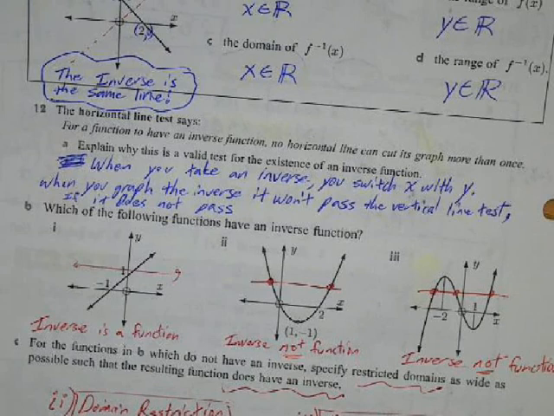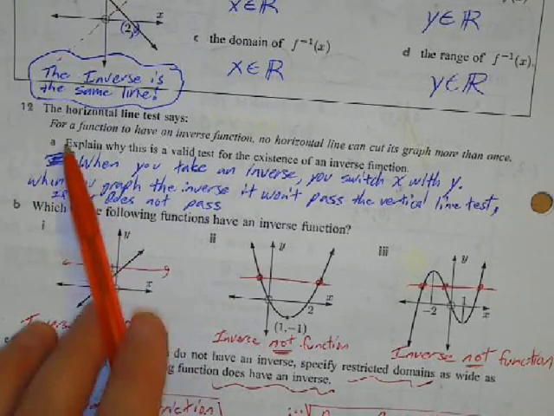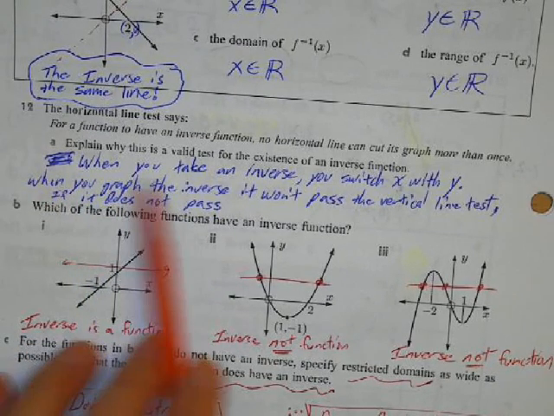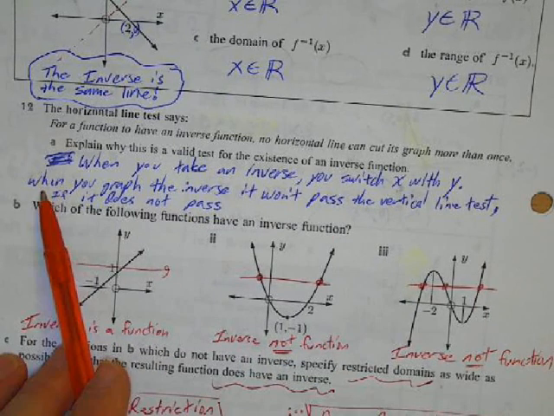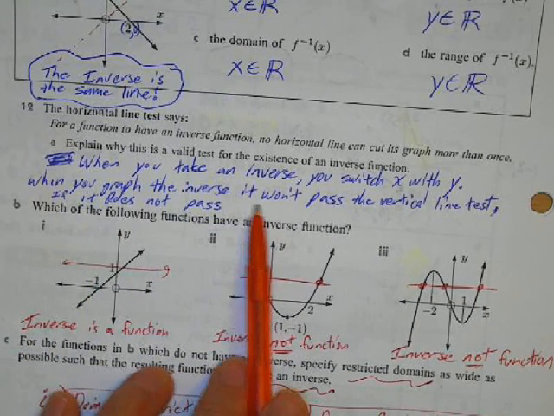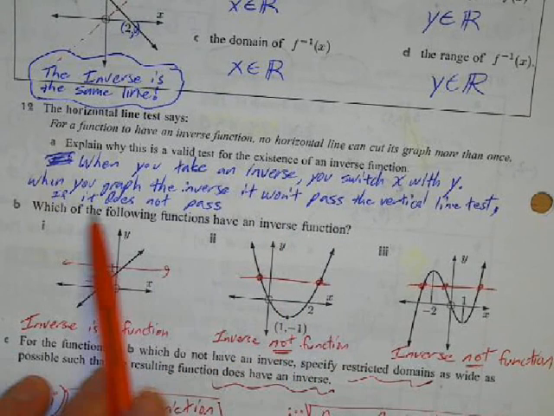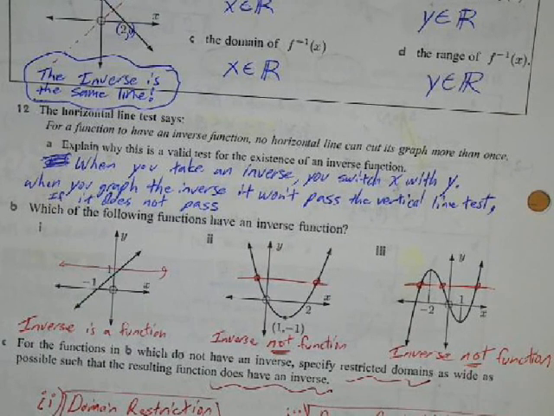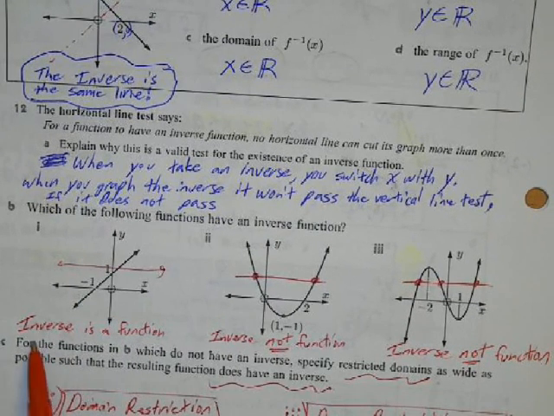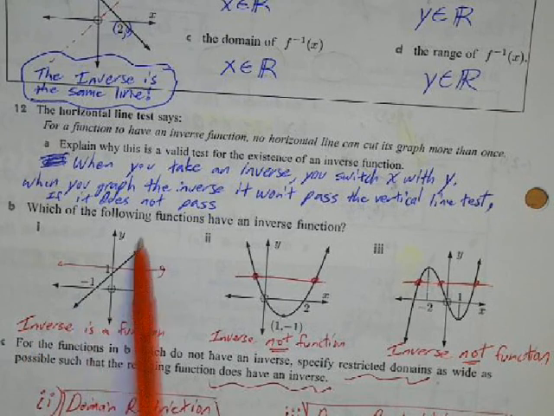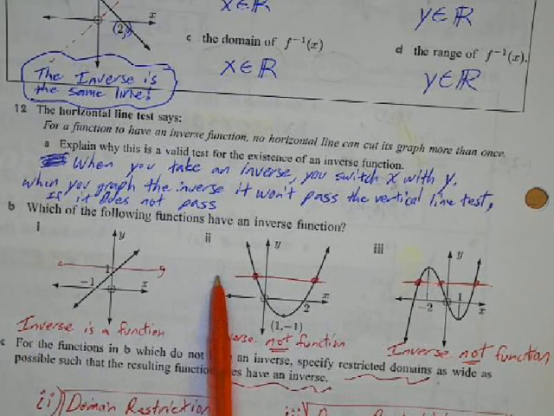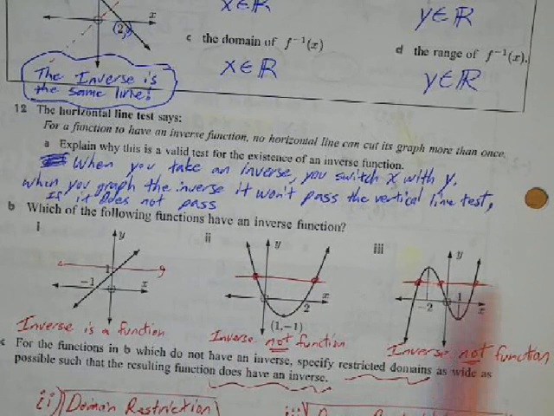Okay, so explain what the horizontal line tests. When you take an inverse, you switch the x with the y and the y with the x. When you graph the inverse, it won't pass the vertical line test if the original does not pass the horizontal line test. So this has an inverse function. Using the horizontal line test, the inverse is not a function.